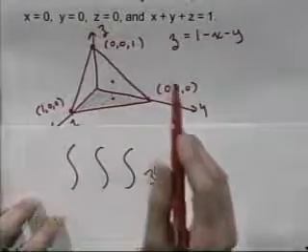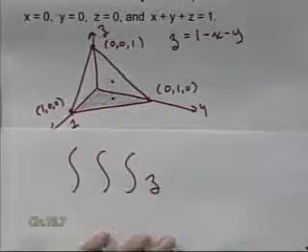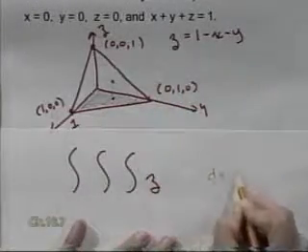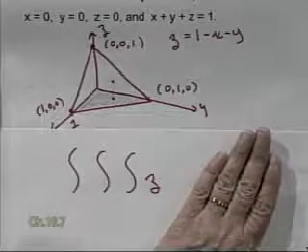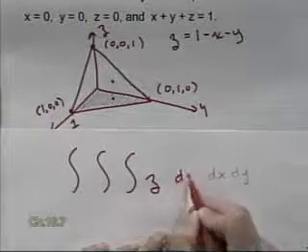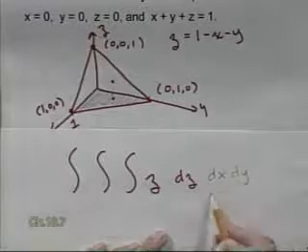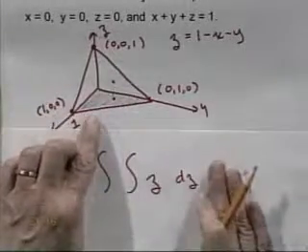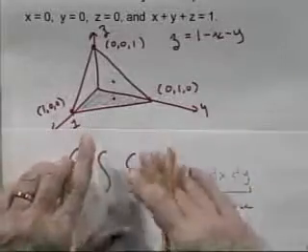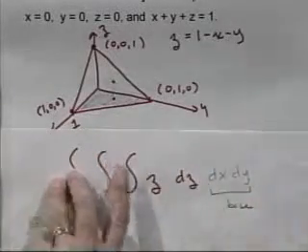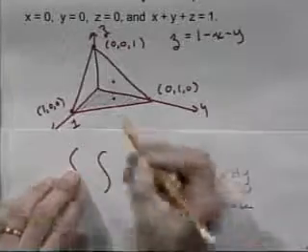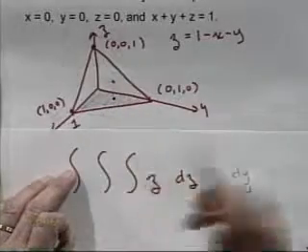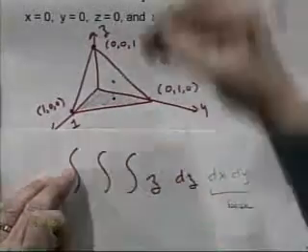Since the base is in the xy plane, my dx, dy is done last, and dz is done first. This was your base. My base is in the xy plane, so that's done last. Now I could go dx dy, or I could do dy dx. I don't really care. We'll figure that out in a minute.